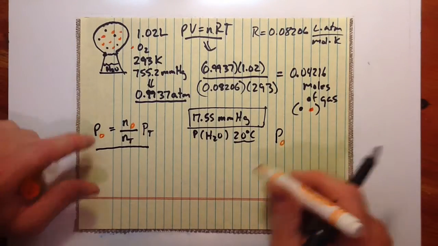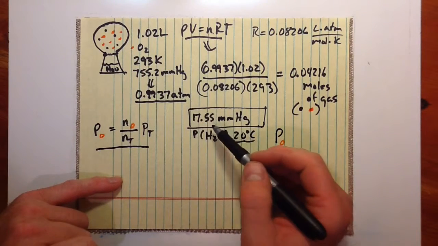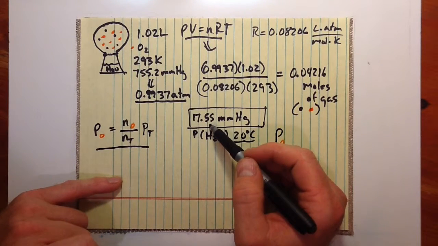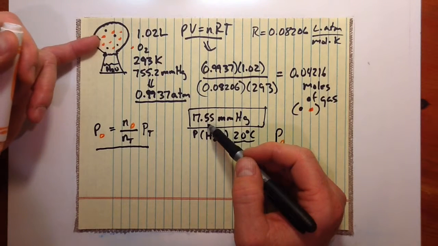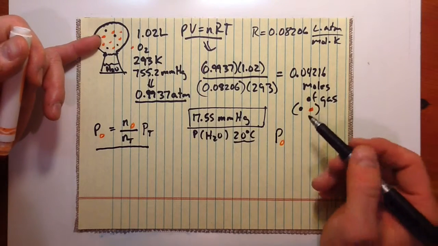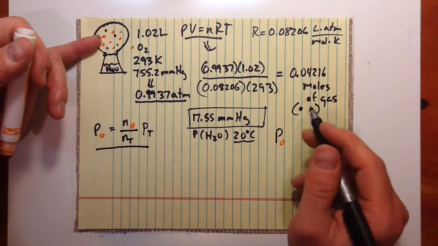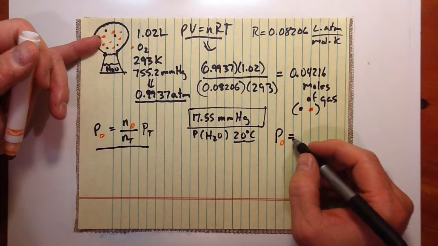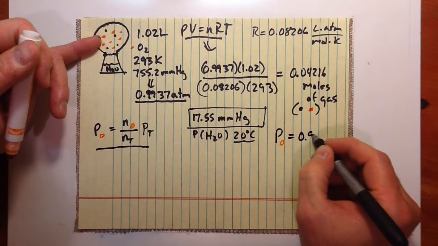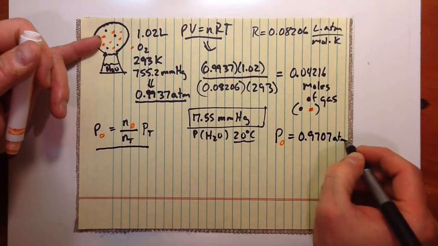So I've gone ahead and done that. We know if we work that out again by taking the millimeters of mercury total pressure, subtracting the partial pressure of water, we can know the pressure due to these gas molecules that are orange. That's the O2, and we'll divide that by 760. If you do that, you'll get a value for the pressure of oxygen of 0.9707 atmospheres.